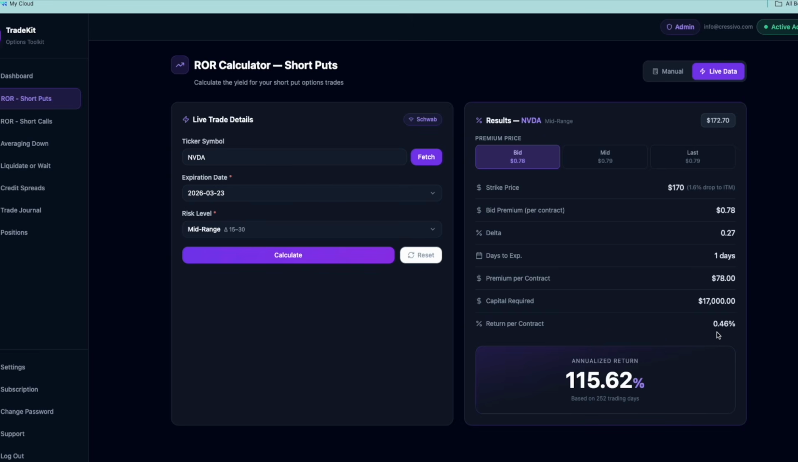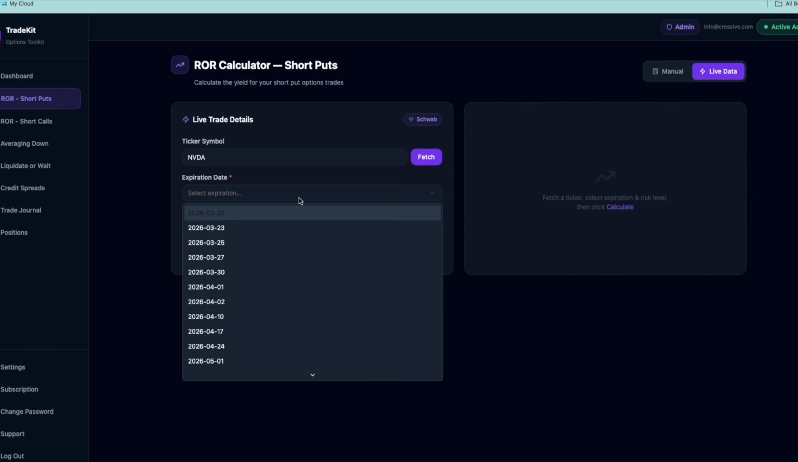Well, if I did a trade like that every day, I would be annualizing my rate of return out to be over 115% per year. Now, let's say you don't want to do a short-term trade. Let's say you want to go out a little bit longer. Let's say about a month, for example.